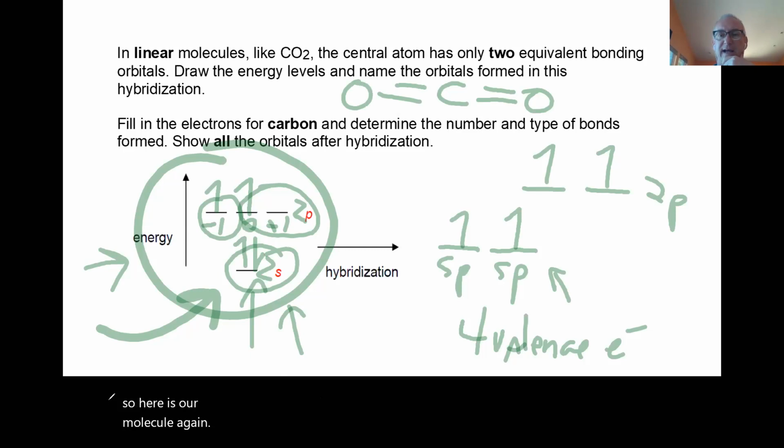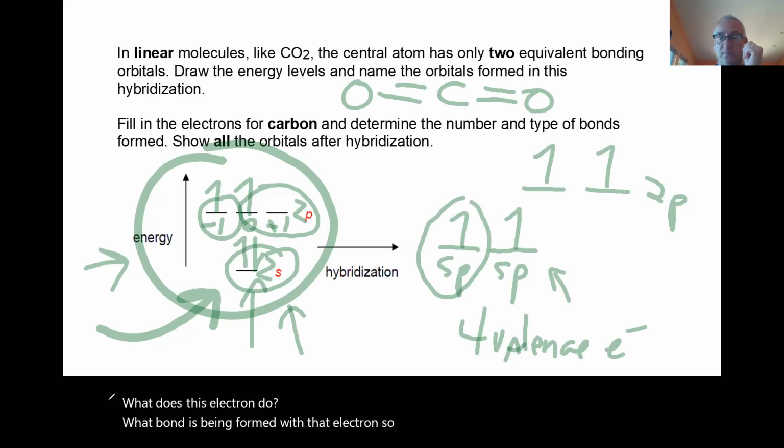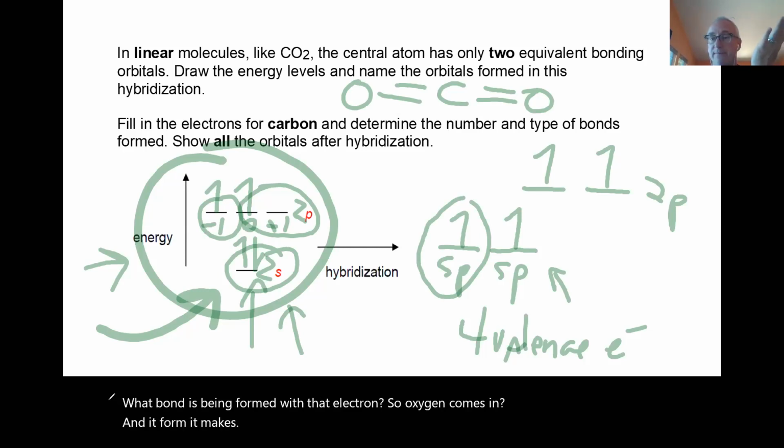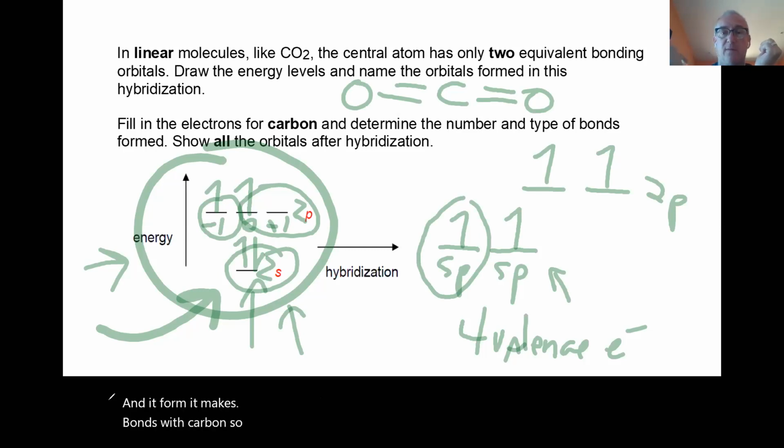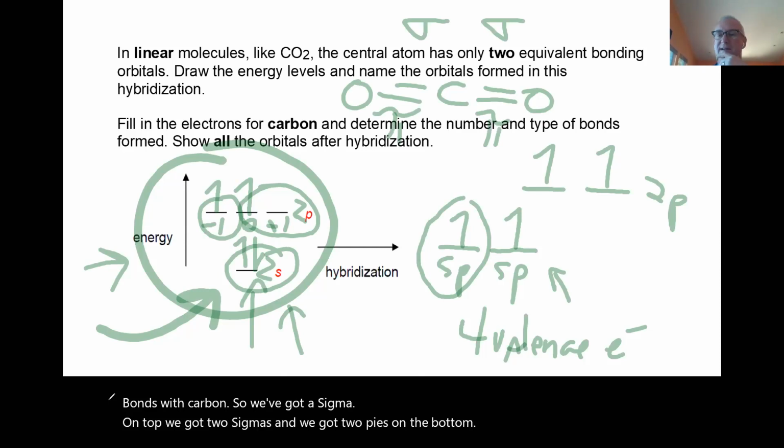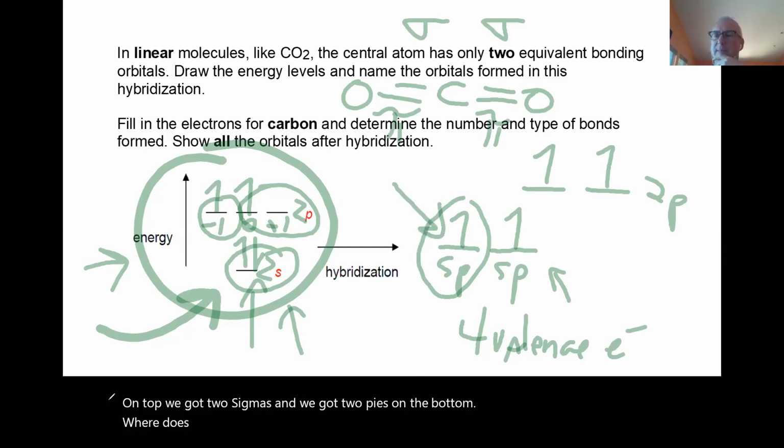What does this electron do? What bond is being formed with that electron? So oxygen comes in and it makes bonds with carbon. So we've got a sigma on top, we've got two sigmas, and we've got two pi's on the bottom. Where does this electron go? What bond does that electron form?